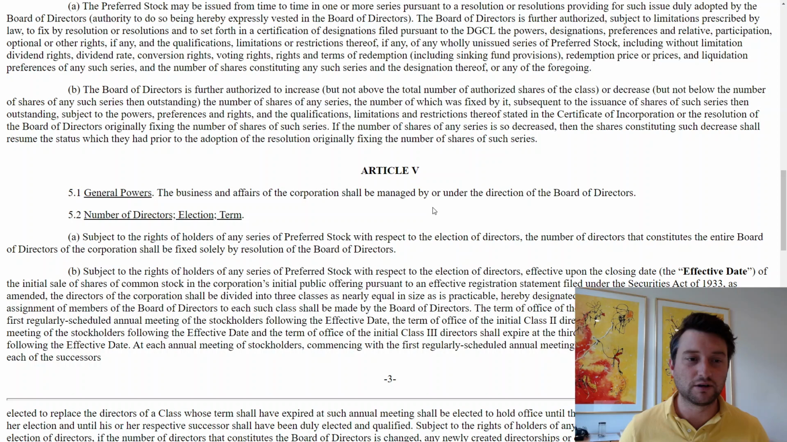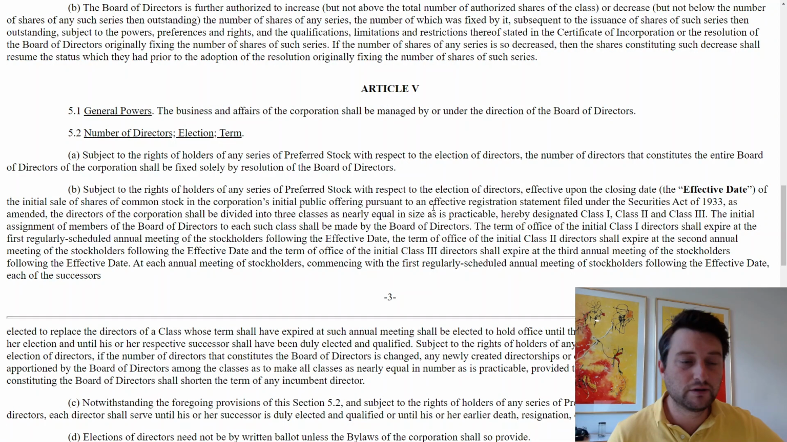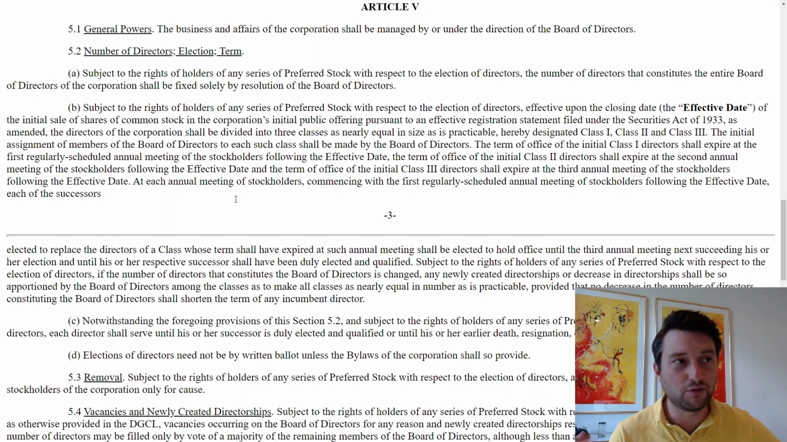But if you're looking to just set up a very bare bones, simple corporation, you can just use the template that the Delaware Secretary of State has on their website, right? Okay, so now Article 5, general powers of the board. Here's some information on the number of directors that are required and what their terms are going to be. Again, this is all optional information. You don't need to have this in the corporate charter when you file it. But again, if you want this ingrained in the certificate of incorporation, you have to include it.